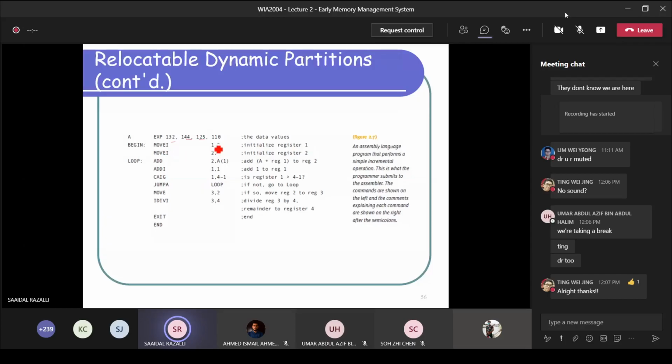Begin, move 1 to initialize register 1, register number 1 is 0, register number 2 is also 0. Then add 1 to register 1. This one is like a check: if not, go to the loop. Move to register 2, move register 2 to register 3, divide register 3 by 4. So this is just an assembly language for a microprocessor.